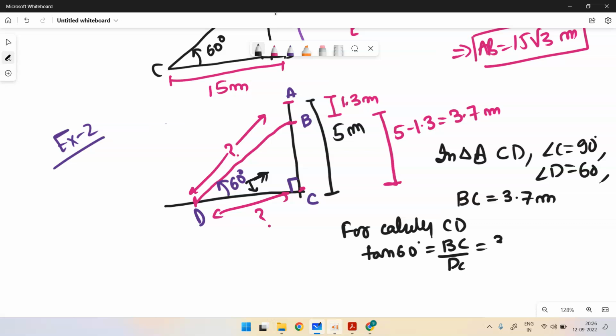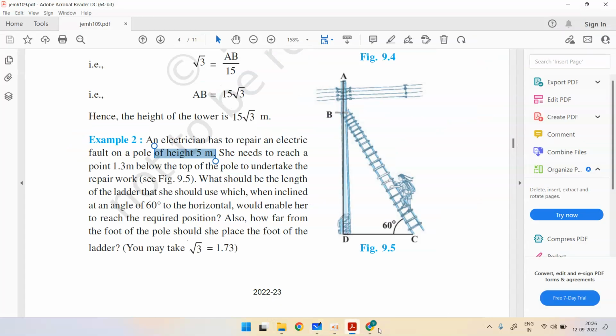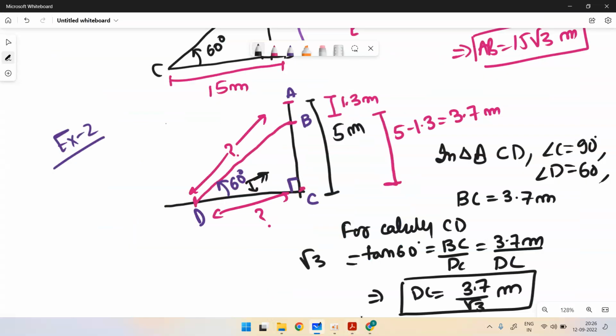BC is given to be 3.7 meters, and DC you don't know. But you know that tan of 60 degrees is root 3. It implies that DC is nothing but 3.7 by root 3 meters. The value of root 3 is 1.73, so put in 1.73, and we can easily calculate this.